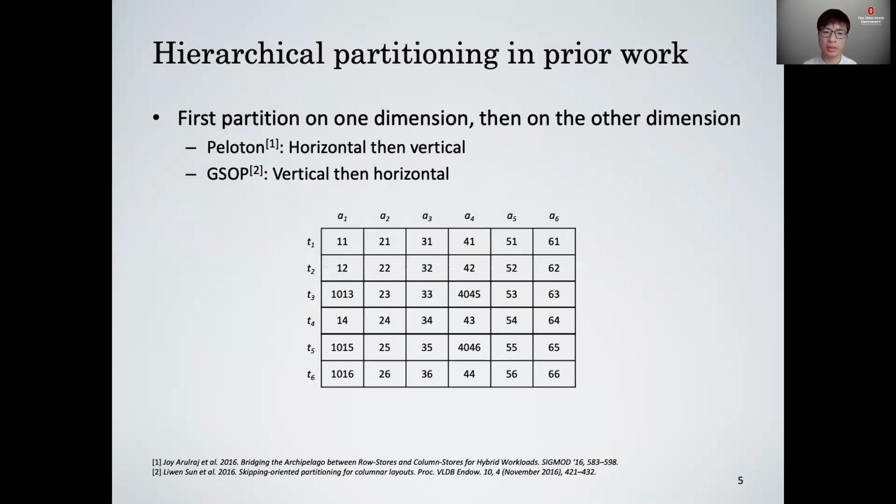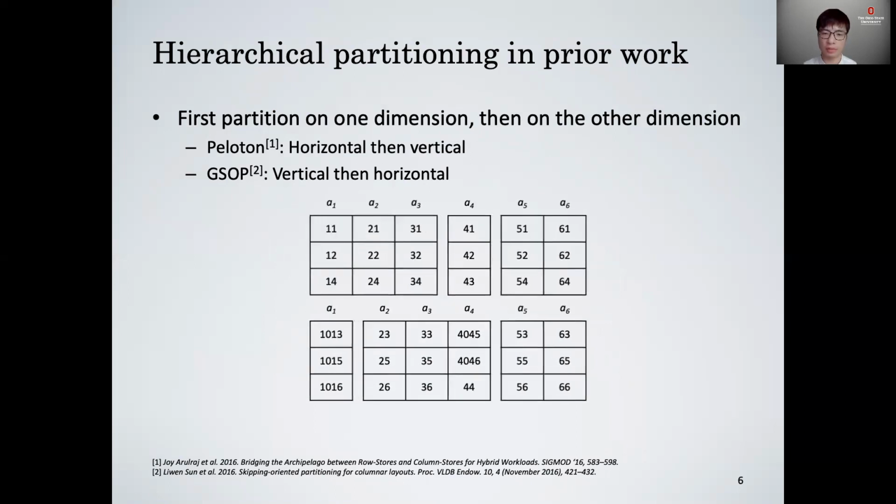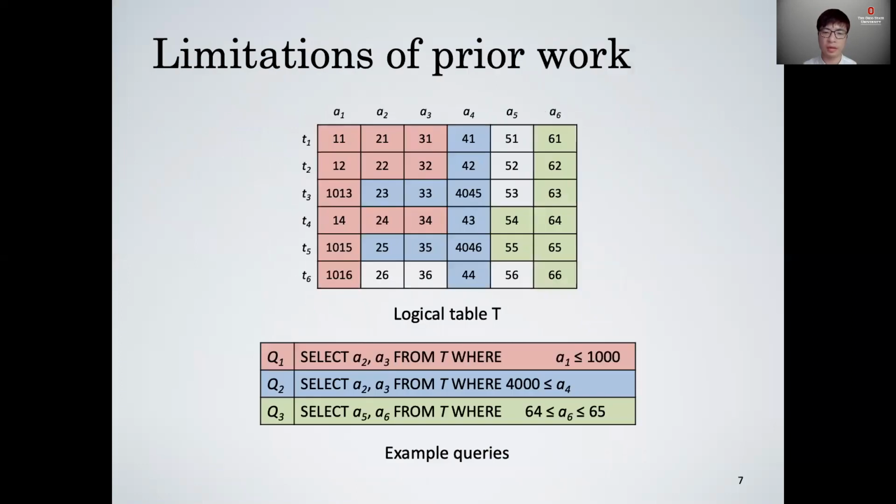The hierarchical partitioning fragments the table on one dimension first, and then fragments the table on the other dimension. For example, the Peloton system first horizontally and then vertically splits the table, and the GSOP work first vertically and then horizontally splits the table. Now let's discuss the limitations of these partitioning algorithms.